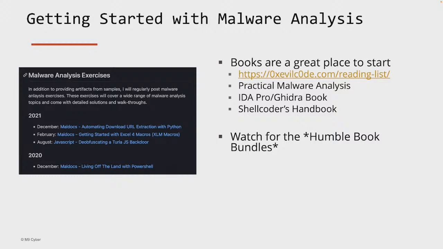Watch for the Humble Book bundles. You can do a search for those right now. They will have cyber bundles, hacking bundles, IoT bundles, Android hacking bundles. This will give you access to a whole bunch of ebooks for very, very little. It is the most cost-effective way to build your digital library. If you're like me, I still like physical books, but for a digital library, this is a great way to go. Look for the Humble Book bundles.